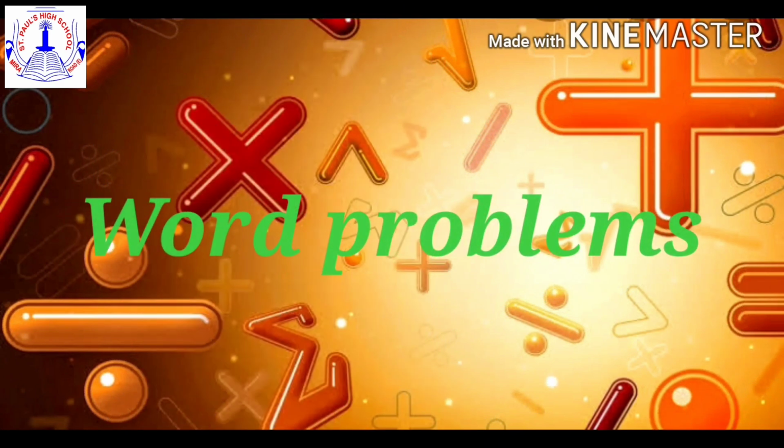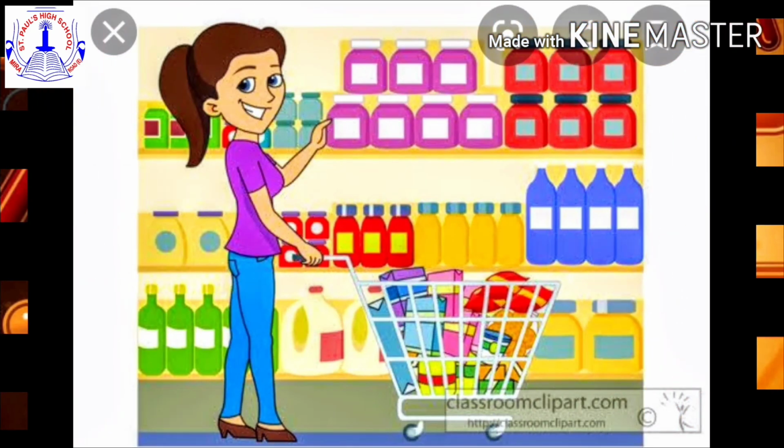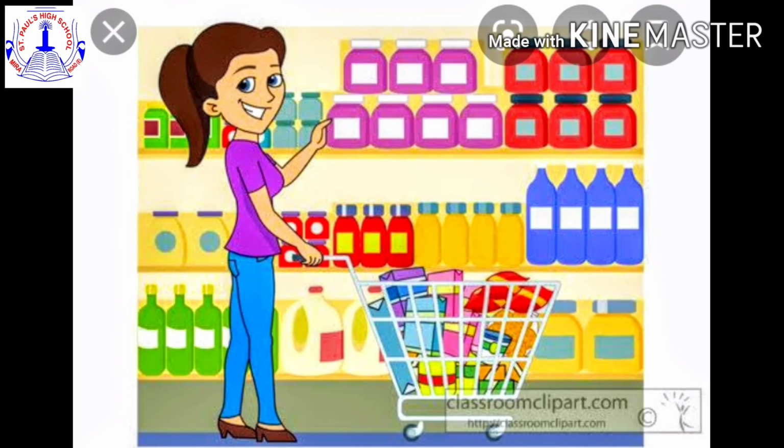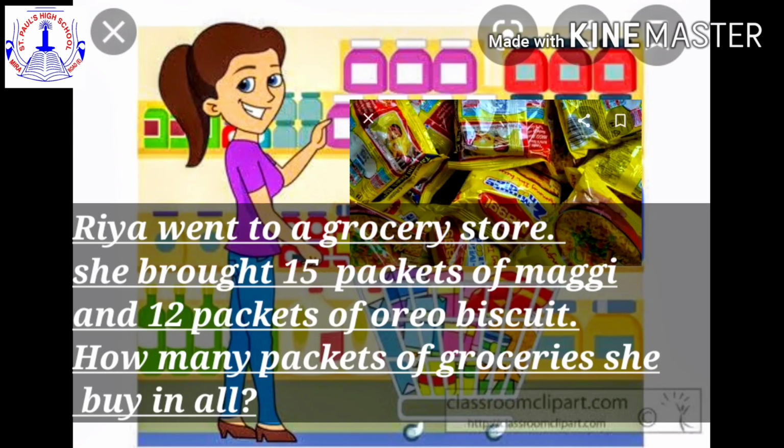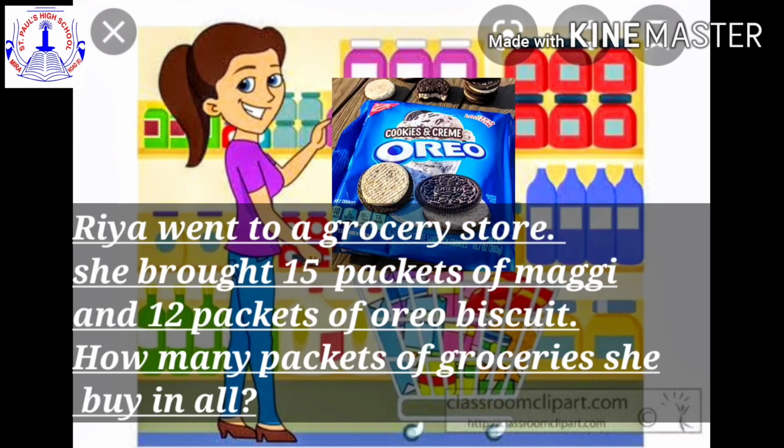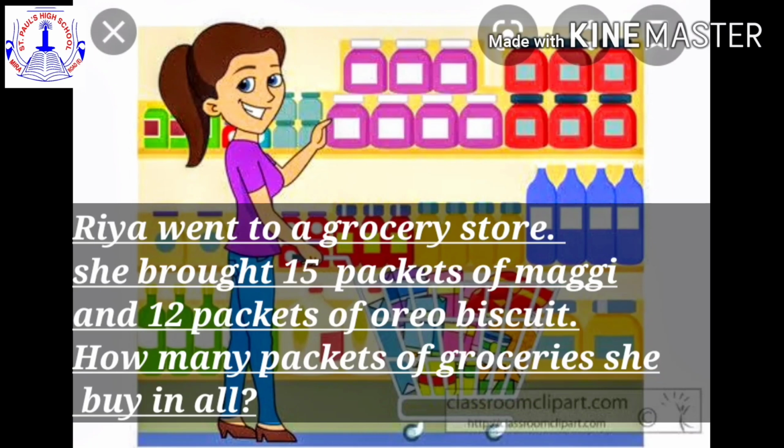So students, now let's learn about word problems. Students, do you know what word problems are? Come on. Now let's learn what a word problem is. Try to solve them. Let's start with a word problem. First one. Ria went to a grocery shop. She bought 15 packets of Maggi and 12 packets of Oreo biscuits. So how many packets of grocery did she buy in all?